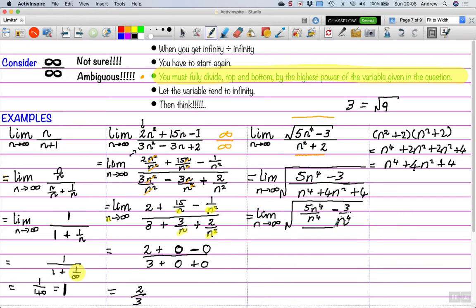And that's all going to be divided by n to the 4 divided by n to the 4 minus 4n squared divided by n to the 4 plus 4 divided by n to the 4. And that whole expression is inside the square root symbol. So we've now got equals the limit as n tends to infinity.